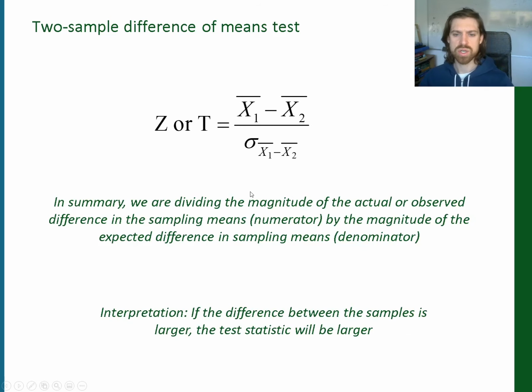So what's the test actually doing? In summary, we're dividing the magnitude of the actual or observed difference in the sampling means, so this numerator up here, x bar 1 minus x bar 2, by the magnitude of the expected difference in the sampling means, so this denominator down here. We get a z or a t test statistic, and if the difference between the samples is large, then the test statistic will be large. If the test statistic is of a certain size, that would indicate that there's potentially a significant difference between the two samples we've drawn, and that they potentially come from different populations.